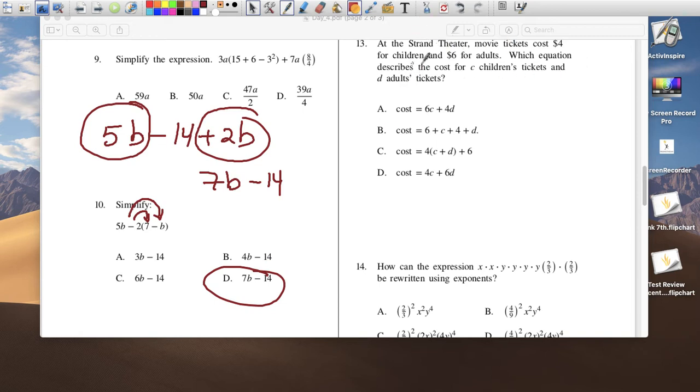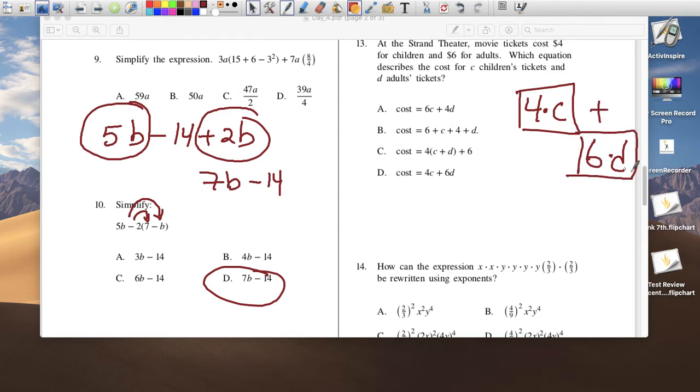Movie tickets cost $4 for children and $6 for adults. Which equation describes the cost for children and adult tickets? So the children is $4 times C for every child that comes. And the adults is $6 per ticket times, and what are we using for adults? D. So if I find out how many children are coming, I can multiply by 4. If I find out how many adults are coming, I can multiply by 6, and then calculate this, and then add them both. So it's 4c plus 6d. Right here.